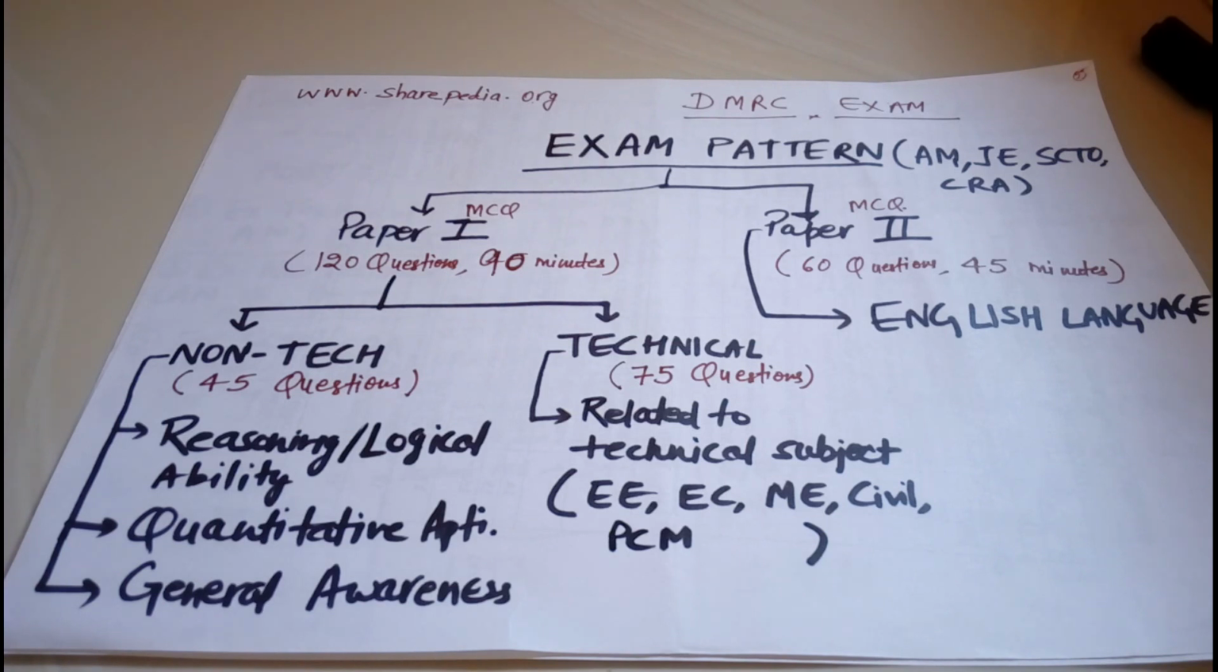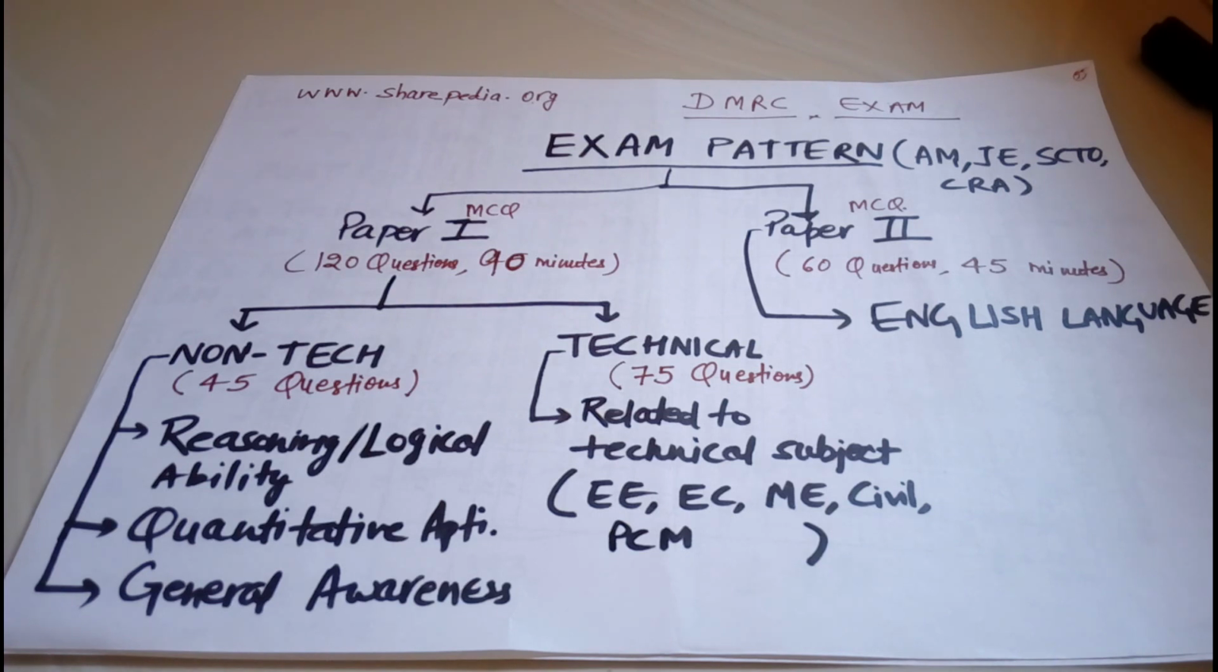DMRC exam. We will talk about the exam pattern for assistant manager, technical plus non-technical, junior engineers, station controller, train operator, and CRA. Basically, the DMRC exam consists of two papers, paper 1 and paper 2. Both the papers are MCQ, multiple choice questions. There is no subjective paper.